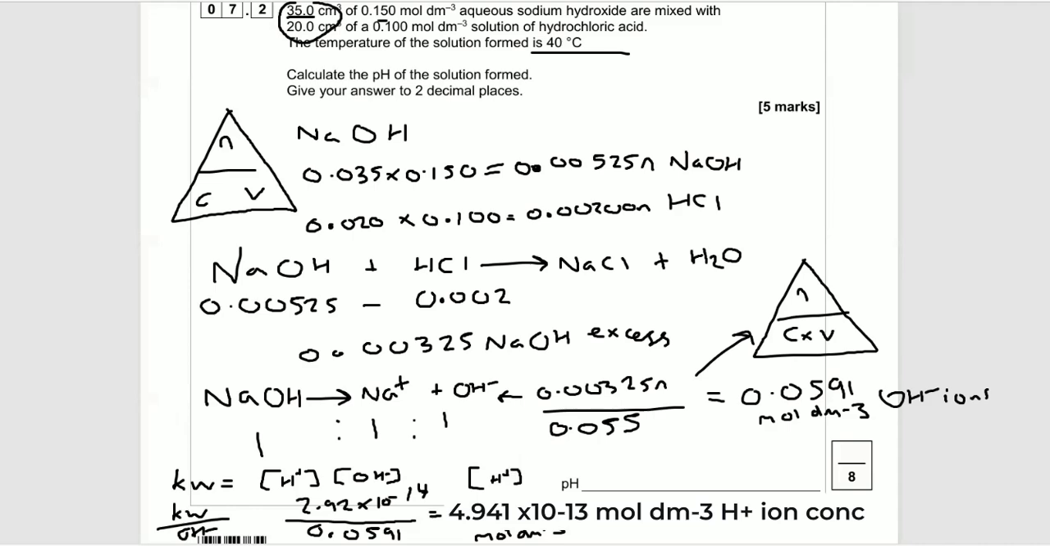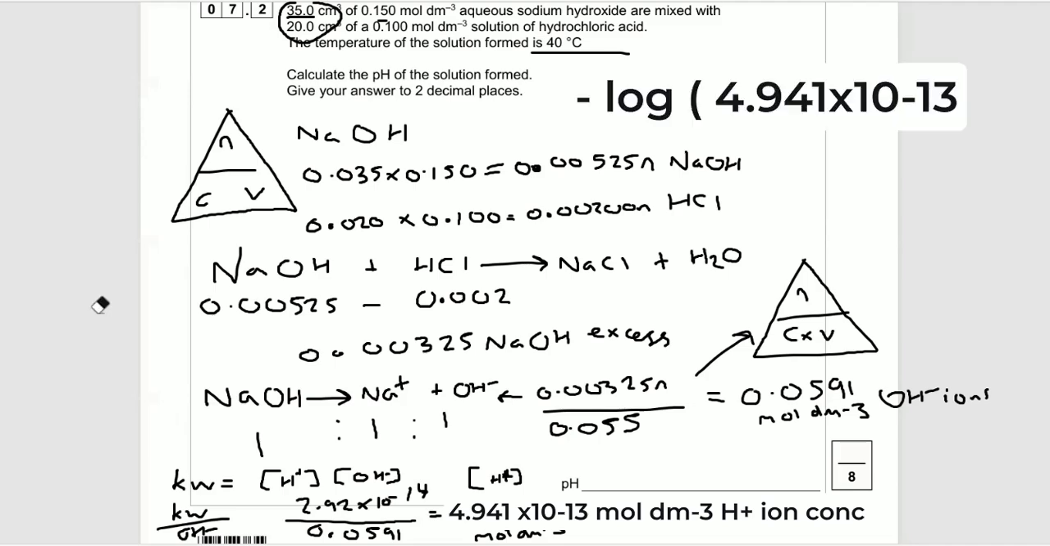So we just need to do the final step. That's the hydrogen ion concentration, so we just need to find the pH. Remember, press minus on your calculator, then the log, then 4.941 times 10 to the minus 13. So minus log the hydrogen ion concentration, and you're going to get a pH of 12.30, something like 307 or 308. On my calculator, I got 12.306. Remember, it asked us for 2 decimal places. So as the 6 is bigger than 5, we go to 12.31. And that should get you all of the marks.